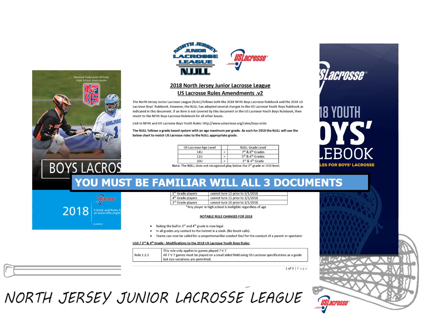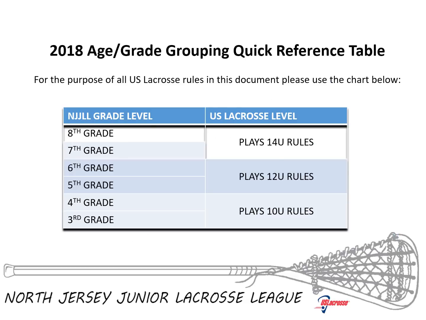You should be familiar with the rules indicated in all three of these documents. To be able to interpret the rules from the U.S. Lacrosse Youth Rulebook, it's important for you to understand how they apply to the NJJLL. U.S. Lacrosse applies its rules using the U level, U14, U12, and U10. The NJJLL, however, we play using grade levels, 8th through 3rd grade.